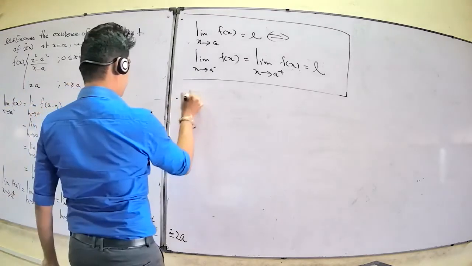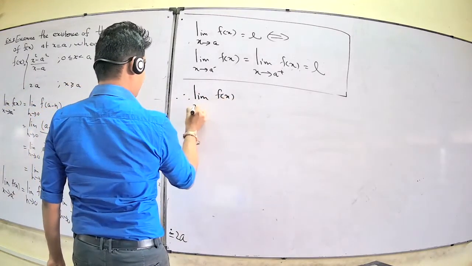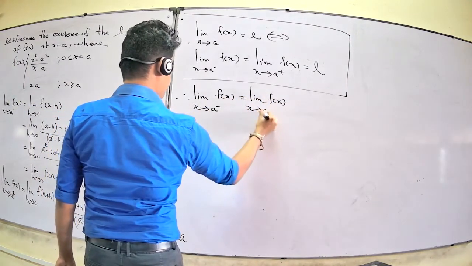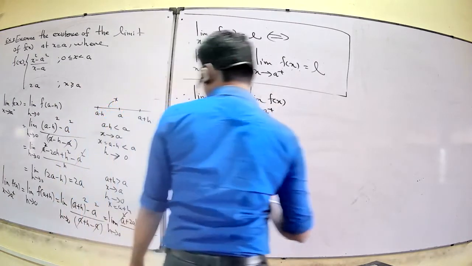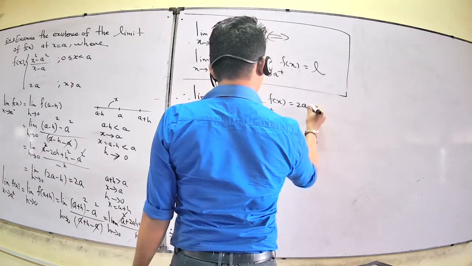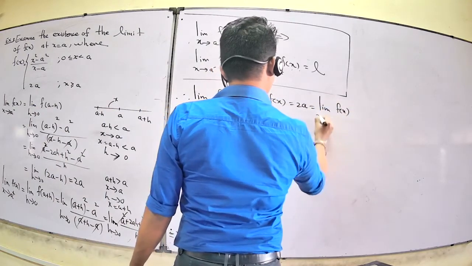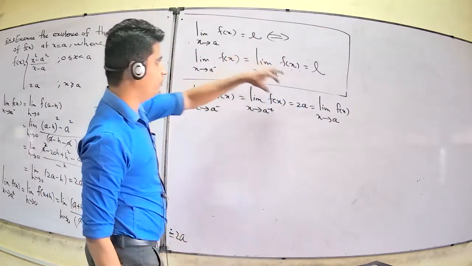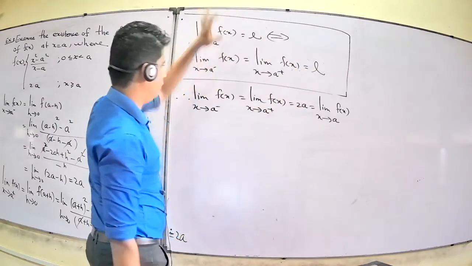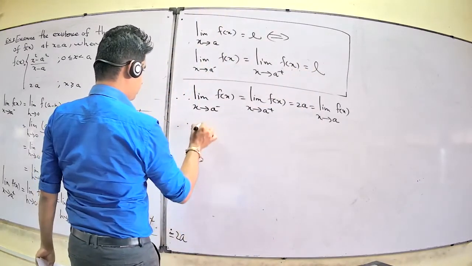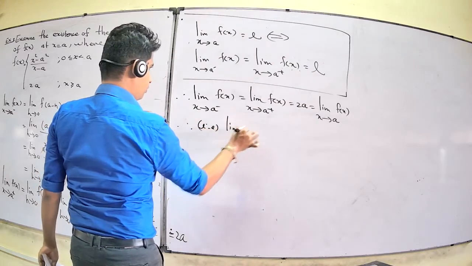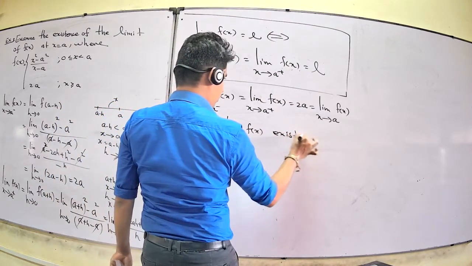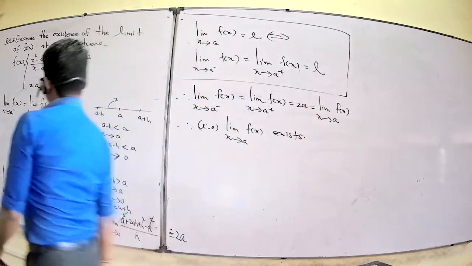Therefore the limit of f(x) as x tends to a minus equals the limit as x tends to a plus. Both limits are equal and this limit equals 2a, which equals the limit of f(x) as x tends to a. Suppose this limit equals this limit, and the value is l, then l equals the limit also. Therefore the limit of f(x) as x tends to a exists.